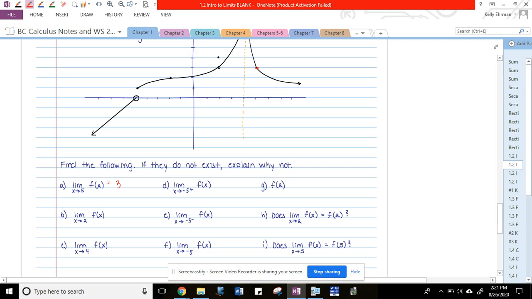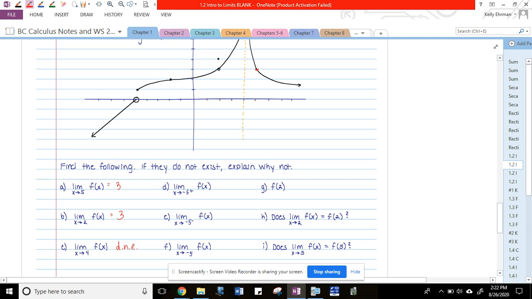I'm going to go down. The limit as x approaches 2. What are we zeroing in on? Right here. 1, 2, 3. The limit as x approaches 4. 1, 2, 3, 4 is the vertical asymptote. There is no limit to the problem, so it does not exist.